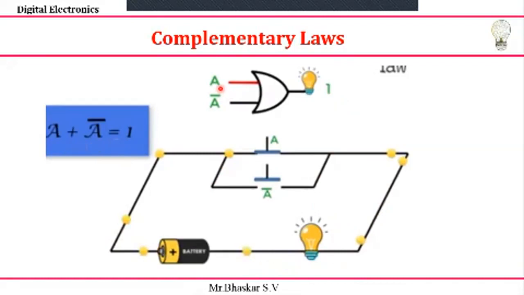If A is 1, not an issue. If A is 1, A bar is 0, not an issue. If A is 0, its complement is always 1, not an issue. Always A plus A bar is nothing but 1.